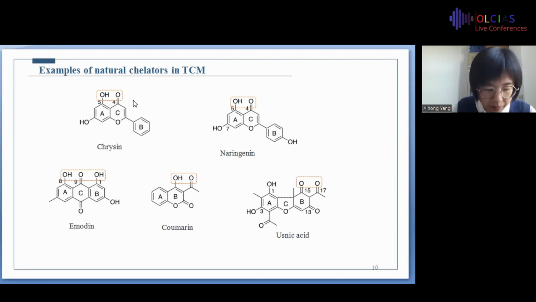For example, our group has done research on chrysin, naringenin, and other flavonoids, coumarin, and another acid. As you can see, the first 4 compounds all have a carbonyl group and a hydroxyl group in adjacent positions, which can form a chelate ring with metal ions. And the last compound has 2 carbonyl groups as chelating sites.